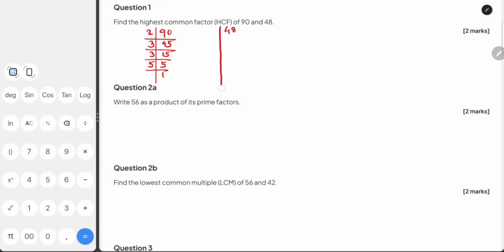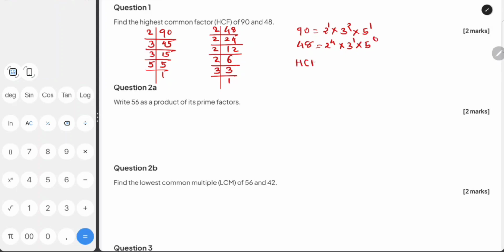Same with the 48. 48 is divisible by 2, you'll get 24. 24 divisible by 2, you'll get 12. 12 divisible by 2, you'll get 6. 6 again divisible by 2, you'll get 3, and 3 ones are 3. So 90 can be written as 2 raised to 1, 3 raised to 2, 5 raised to 1. And 48 is 2 raised to 4, 3 raised to 1, and 5 raised to 0.